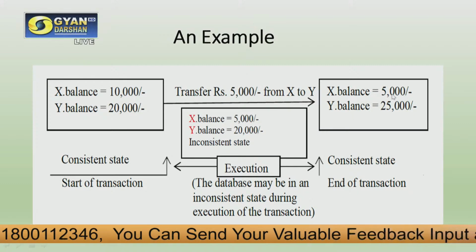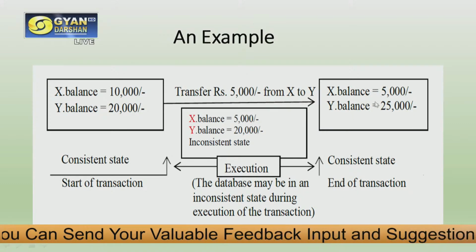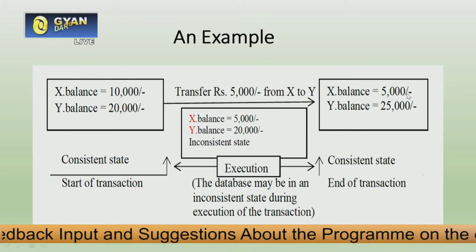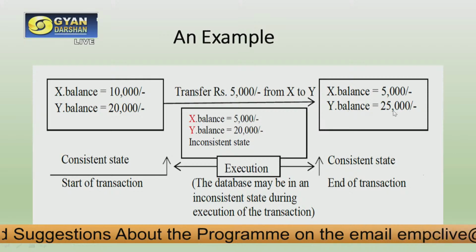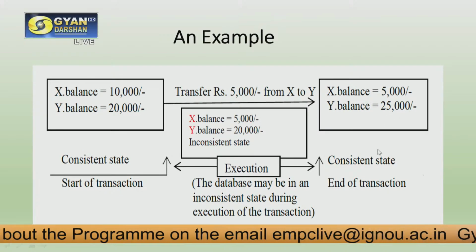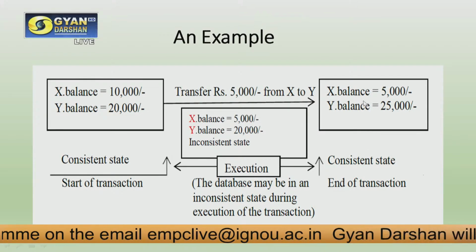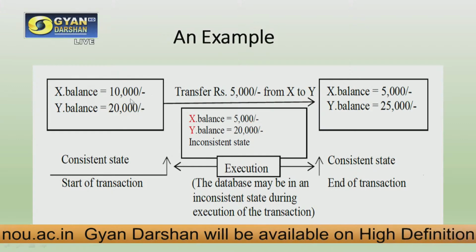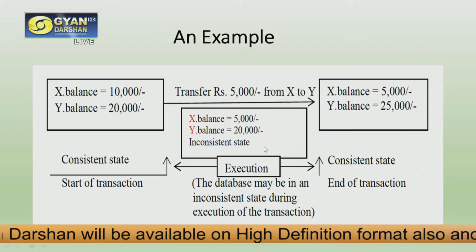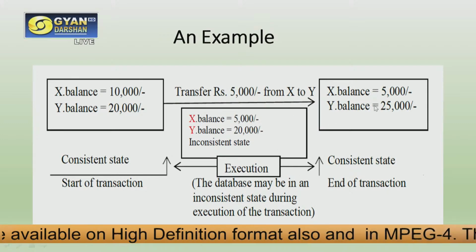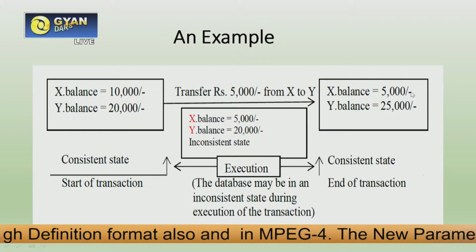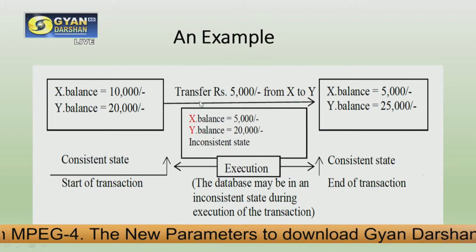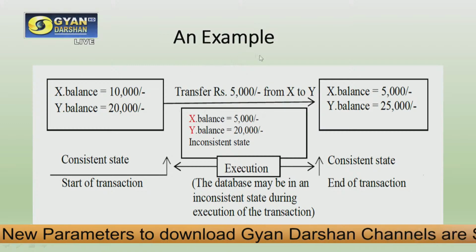And towards the end, what we are seeing here is both the activities are performed. That is, the balance of X has been made 5,000, which was already done, and the balance of Y has been updated to 25,000. So this becomes the consistent state. Now atomicity says that all the operations of the transaction, that is subtraction as well as addition, both the operations will be performed or nothing at all. It doesn't acknowledge any intermediate state at all, right?